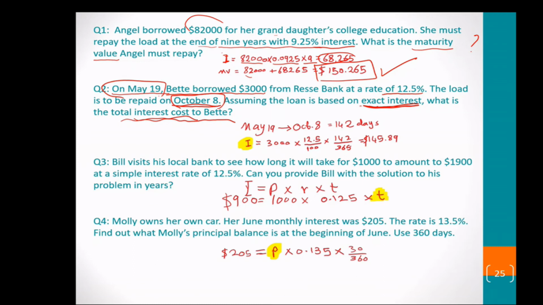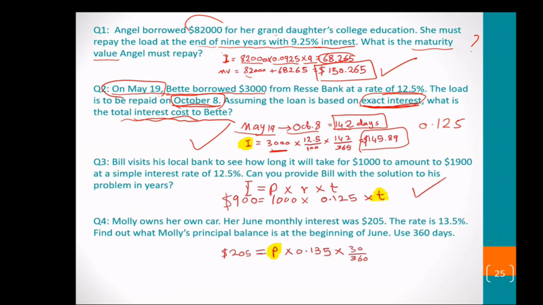Here we found that from May 19 to October 8 is 142 days. This is $3,000 times this rate, 12.5 divided by 100, or 0.125. If you don't know, just divide by 100. Times 142 divided by 365 because it is exact interest. So this is the interest, full stop.